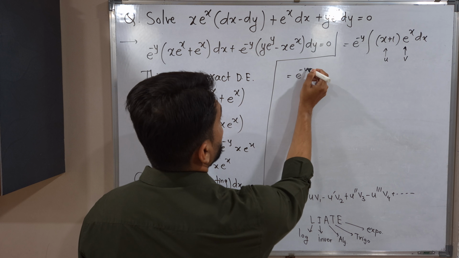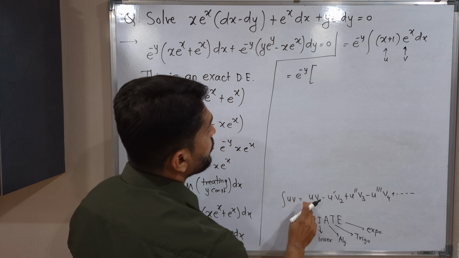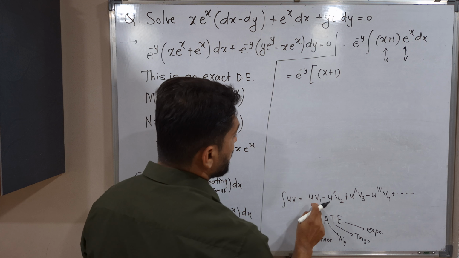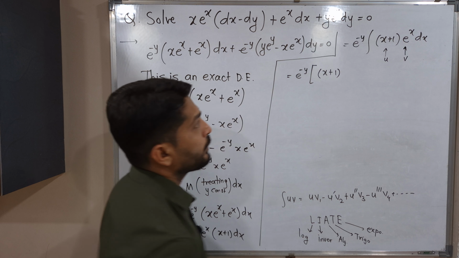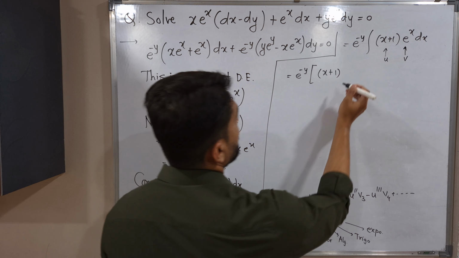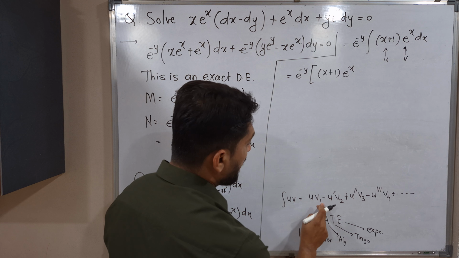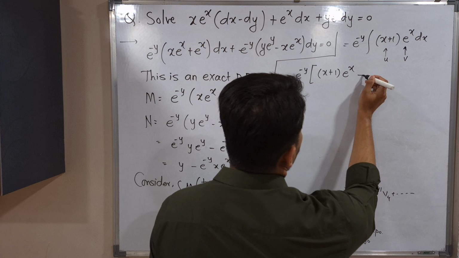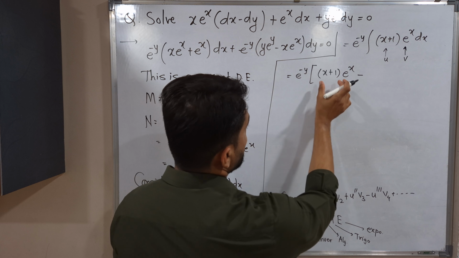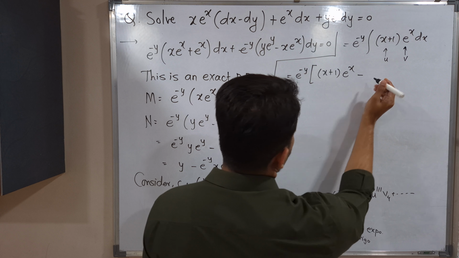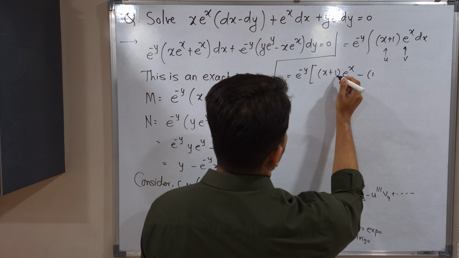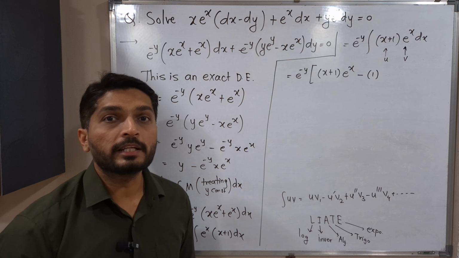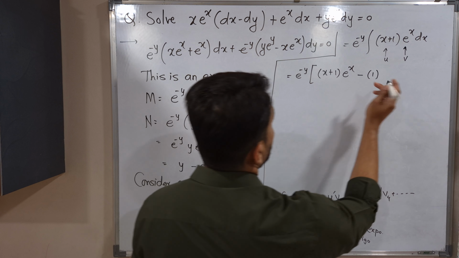So let us follow this formula. e raised to minus y, then u as it is. What is my u? x plus 1. That's it. v1, that means integration of v. What is the integration of e raised to x? Same, e raised to x. After that we have a minus sign, since we have alternate plus minus signs. u dash, its derivative. What will be its derivative? Derivative of x is 1, derivative of 1 is 0. So we are having 1. v2, that means double integration of v. One more integration of e raised to x, so e raised to x.